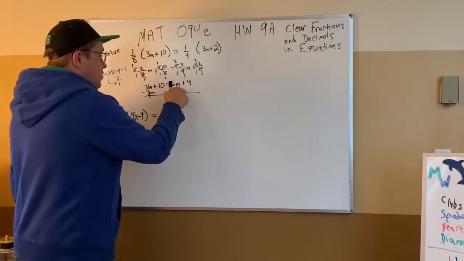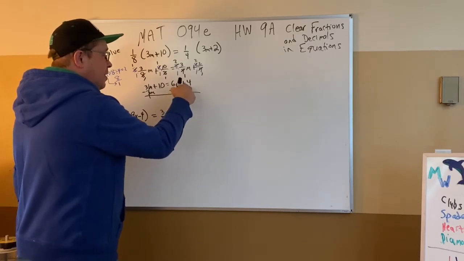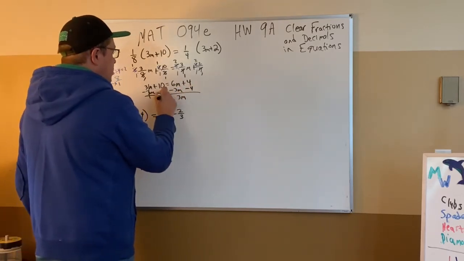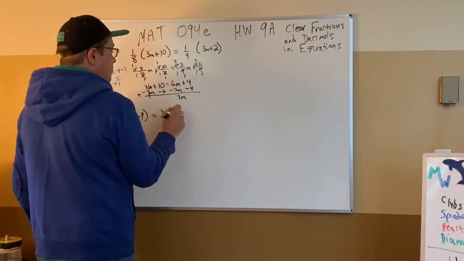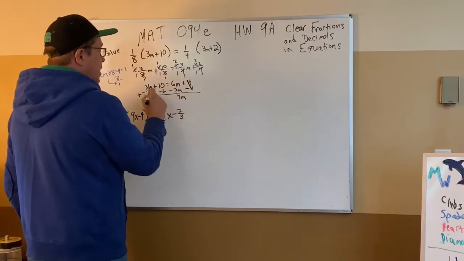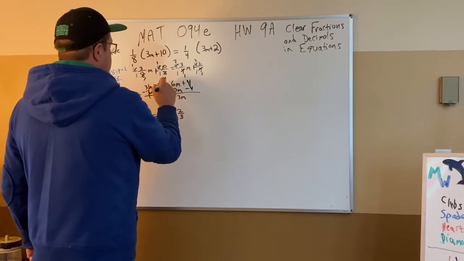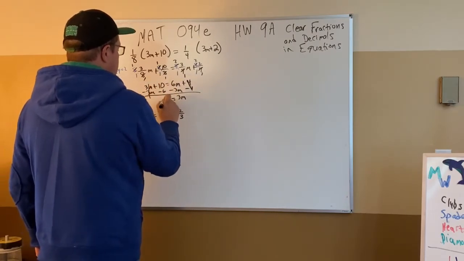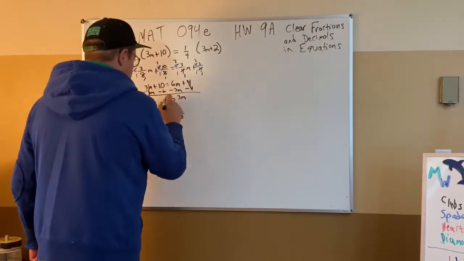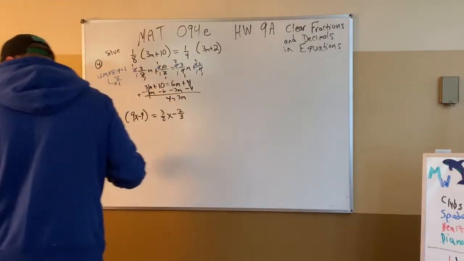Now that has to go. This is my m side on the right, so that means I can't keep my plus 4, so I'm going to go with subtracting or adding of negative 4. That'll be gone, and I will get 10 minus 6, which gets me 4. Just making sure here.